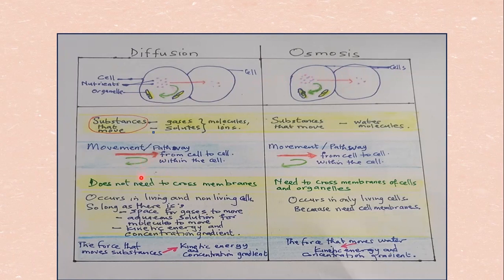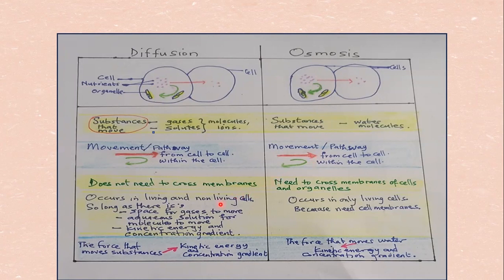Now, we also look at this. Diffusion does not need to cross membranes. Substances can move within the cell, crossing membranes, but substances do not need to cross membranes for diffusion to occur. But when you come to osmosis, the water needs to cross membranes to become osmosis. Now, when water diffuses in the cell, it's still diffusion of water. But once it's crossing a membrane, then it's looked at as osmosis.